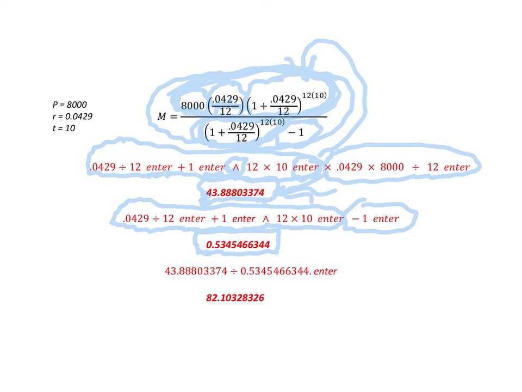okay? In fact, let me put it in a little different color. It's this number here divided by this number here. And that gives you your monthly payment for these numbers. So based on this principal, $8,000, an interest rate of 4.29%, duration of 10 years, your monthly payment's going to be $82.10, rounded off to the nearest cent. Okay, so hopefully that'll help you whenever you're solving this formula on your calculator.